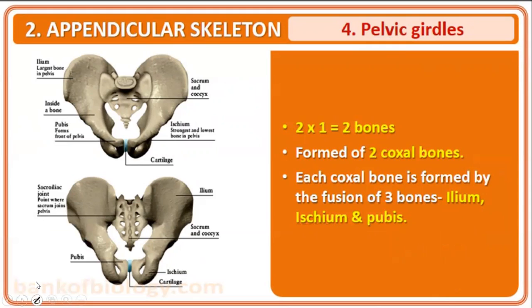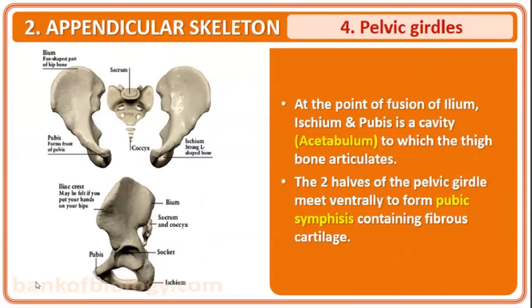It is a type of bone which is formed by the fusion of three other bones, that is ilium, ischium, and pubis. At the point of fusion of ilium, ischium, and pubis, there is a cavity called the acetabulum, to which the thigh bone articulates. Thigh bone is the longest bone, right? Which is the femur, right?